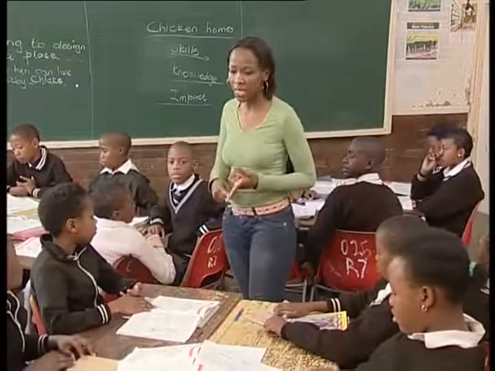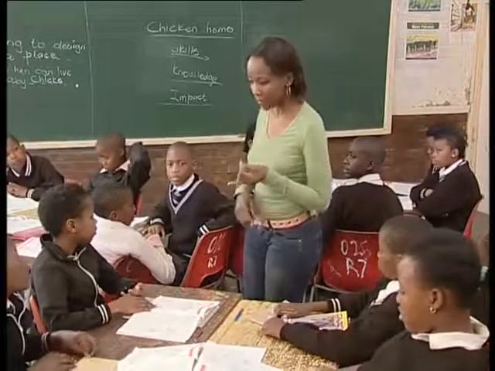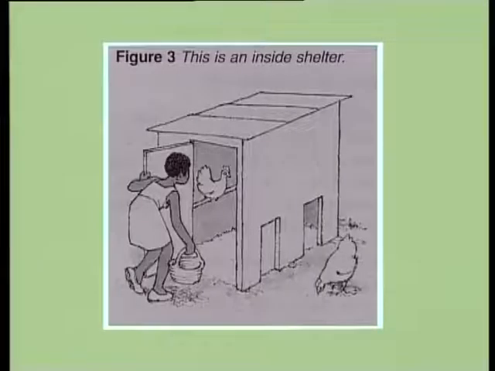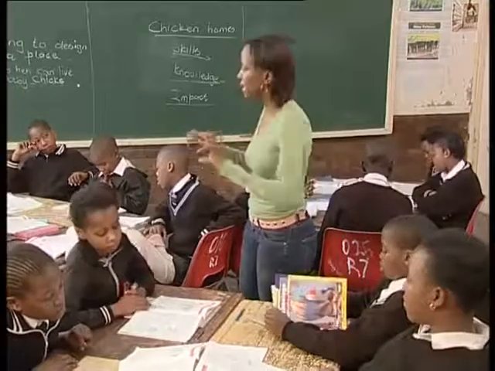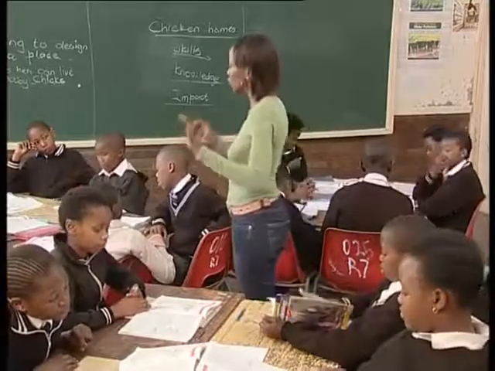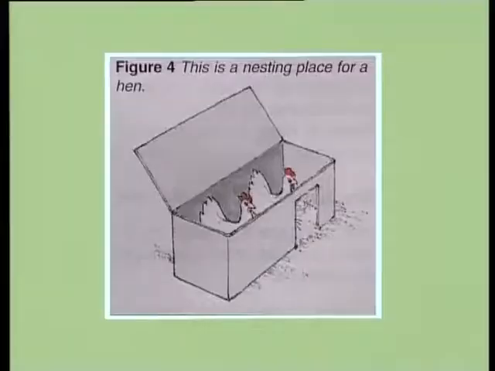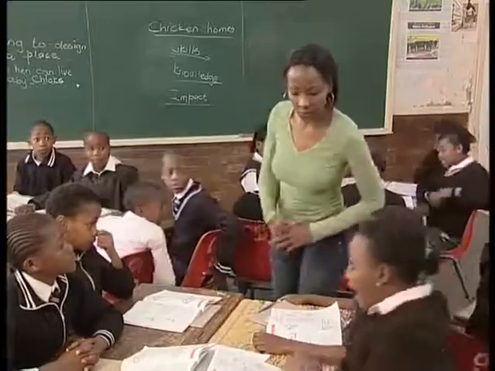In the inside shelter, the chickens sleep and rest. If you can see, there's something like a rod there where the chicken is standing on. Can you see? Yes. That is called a perch. That is where the chickens sleep on. Okay, let's look at figure 4. What do you see in figure 4? Yes, Tanya? I can see chickens and a nesting place.